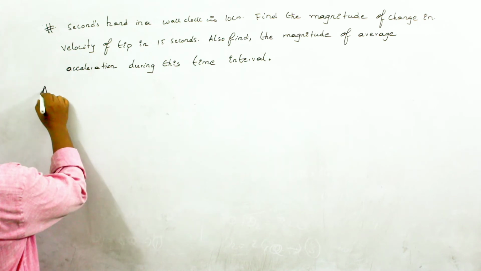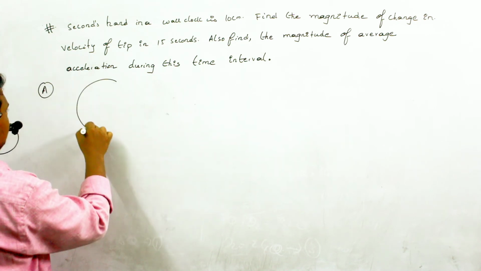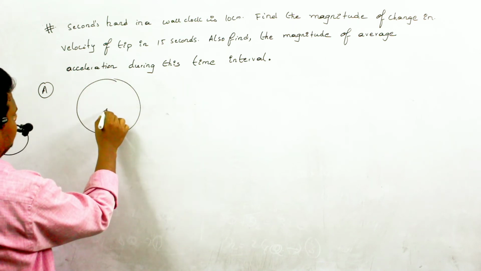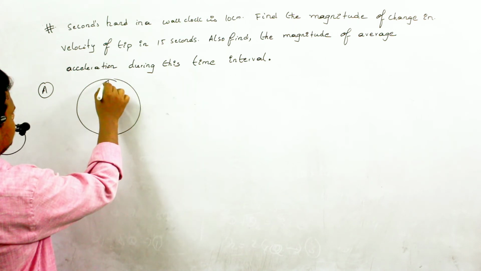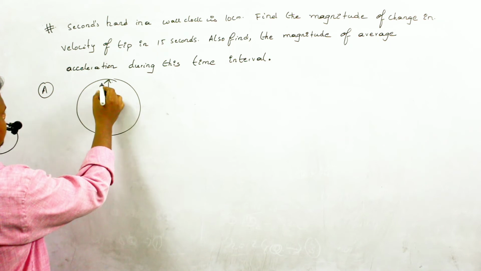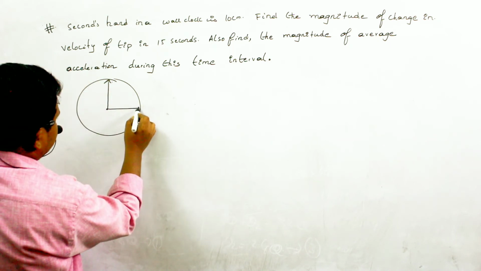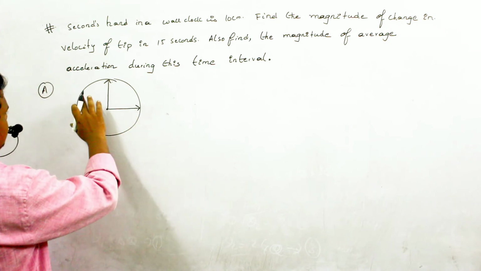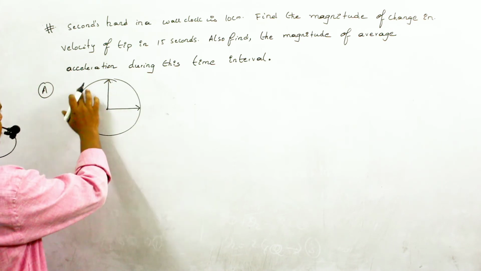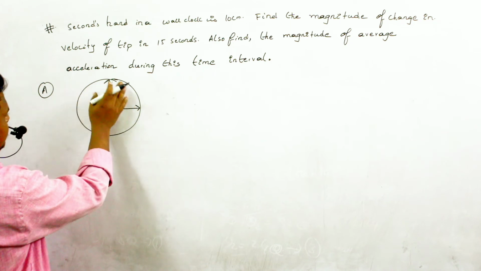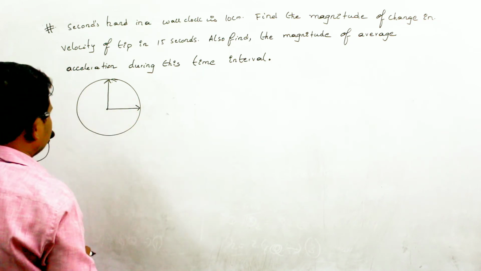So if I consider this as my wall clock, then its initial position is here and the tip of the seconds hand is here, and after 15 seconds it will reach here. This we know already, because in 1 minute it will complete a total of 360 degrees. In 15 seconds it will cover a quarter of the circle.